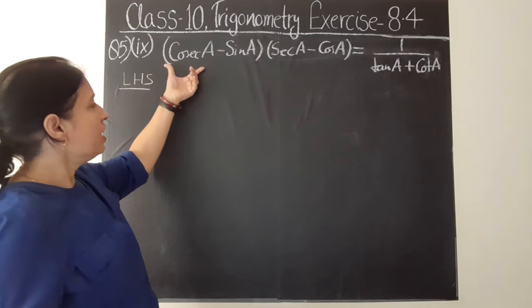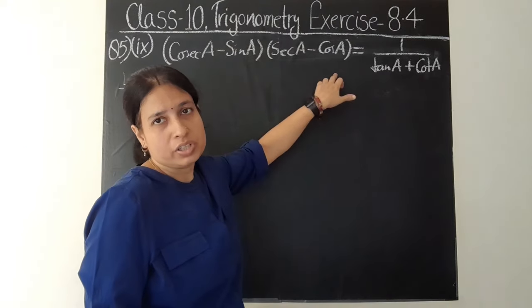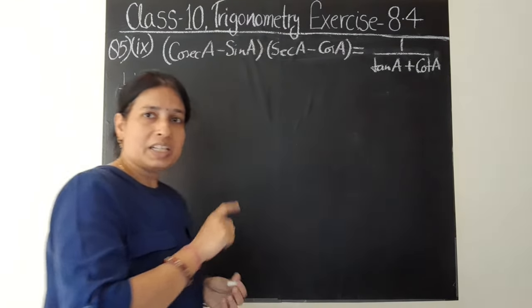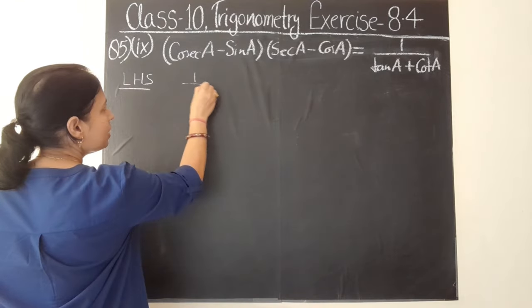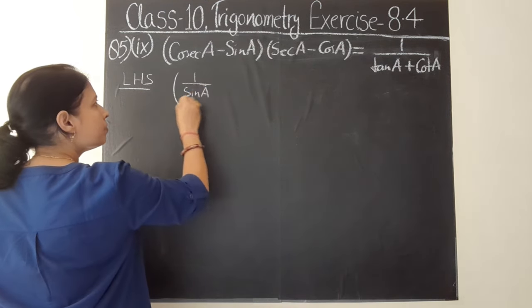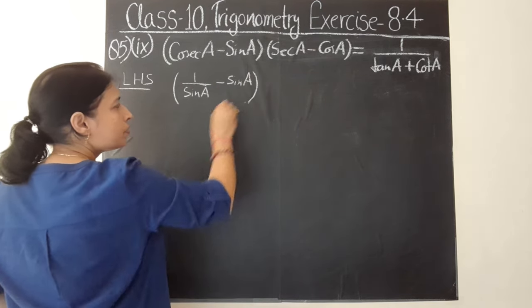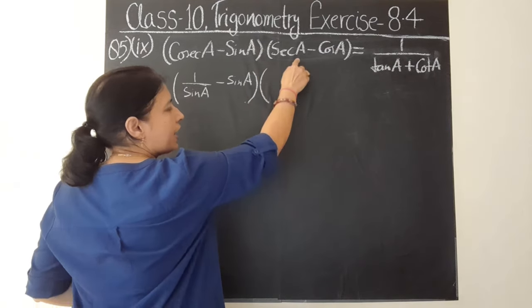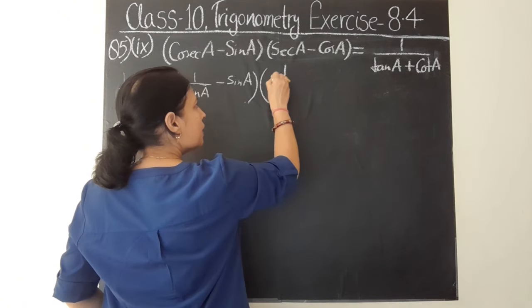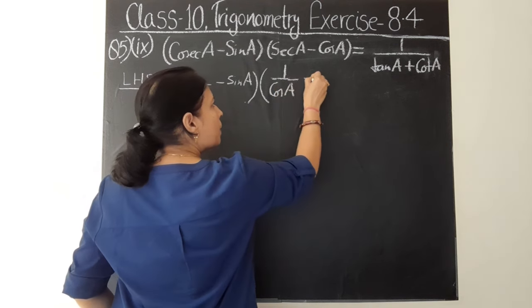So LHS is here cosec A minus sin A into sec A minus cos A. You know that cosec A is equal to 1 by sin A. So in place of cosec A, I am going to write here 1 by sin A, and write here sin A. Here it is sec A. Sec A is equal to 1 by cos A. So write here 1 by cos A minus cos A.